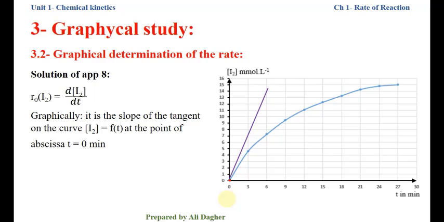and we take 2 points, the first point (0, 0), and another point, for example this point of coordinates 6 minutes and 14, then the initial rate equals (14 minus 0) over (6 minus 0) equals 2.33 millimole per liter per minute.